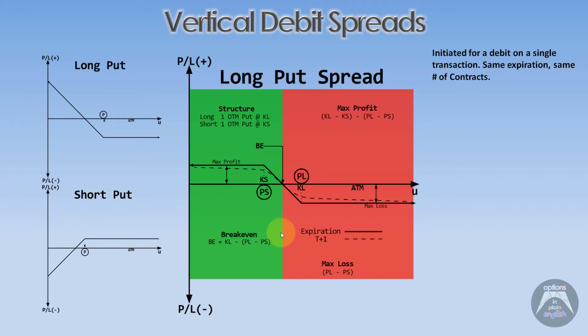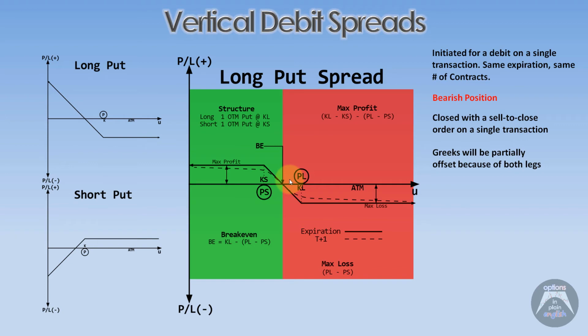Something similar to what we saw for the long call spread. They're initiated for a debit on a single transaction, same expiration, same number of contracts. This is a bearish position. The price is here, and you want the price to go lower for you to profit in this strategy. These are closed with a sell to close order on a single transaction, same thing. The Greeks will be partially offset because of both legs.